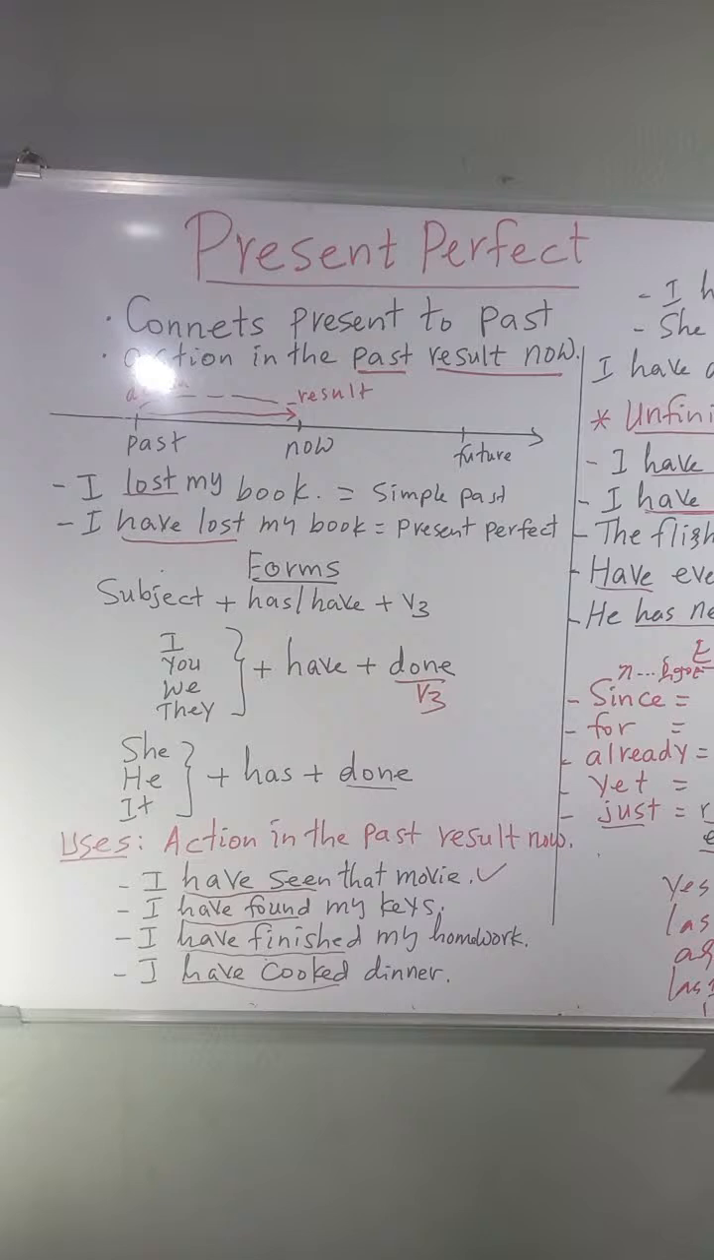Let me wait for one minute. Write one example. If you can, two examples. Action in the past, result now. An action that started in the past and continues up to now. Write two examples. Write one example of your own.